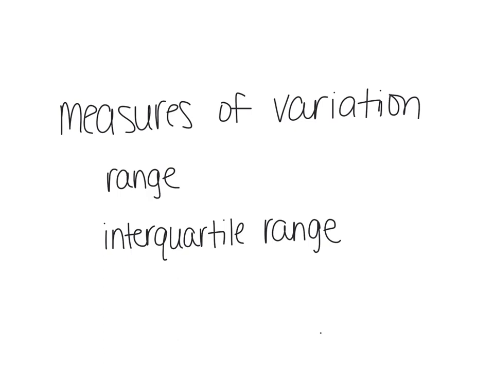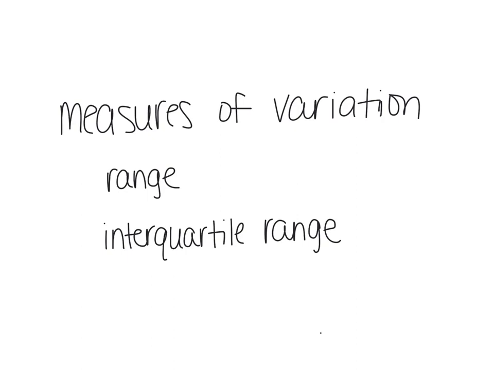Hi, 6th graders. This is lesson 9.4, Measures of Variation. A measure of variation is a measure that describes the distribution of a data set. One simple measure of variation is to find the range. The range of a data set is the difference between the greatest value and the least value.